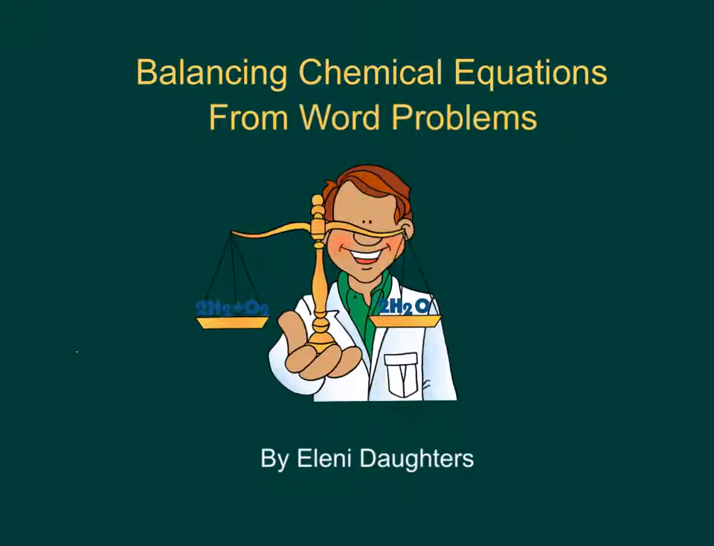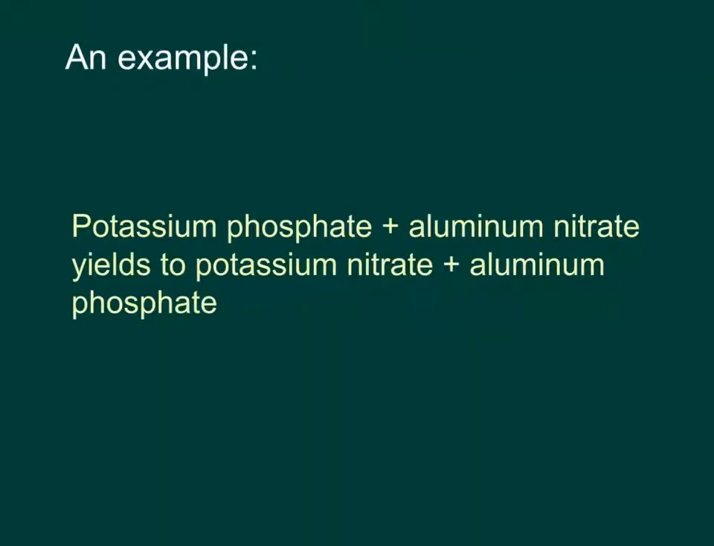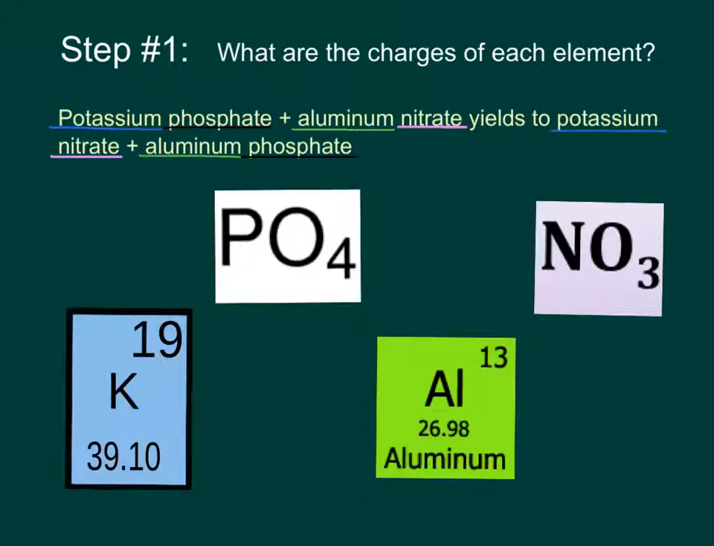This is my presentation on how to balance chemical equations from word problems. The example I am going to be working with is potassium phosphate plus aluminum nitrate yields potassium nitrate and aluminum phosphate. Step 1 is finding out the charges of each element in this equation.